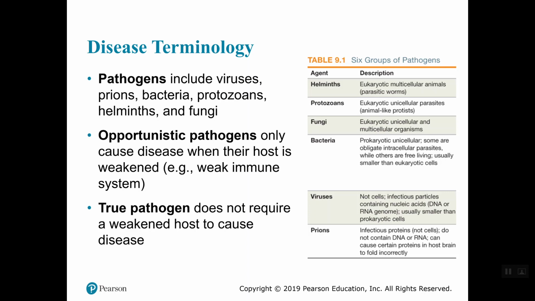So pathogens are those disease-causing microbes, and they can include viruses, prions, bacteria, protozoan, helminths, and fungi. And we see that pathogens can be further broken down into either opportunistic pathogens or true pathogens. So an opportunistic pathogen is only going to cause disease when the host is actually in a weakened state. So maybe they have a weak immune system.